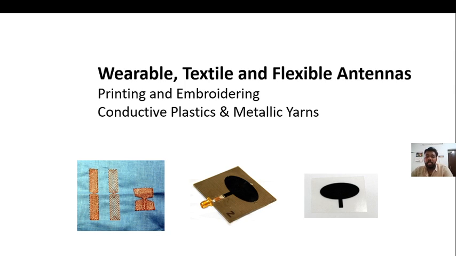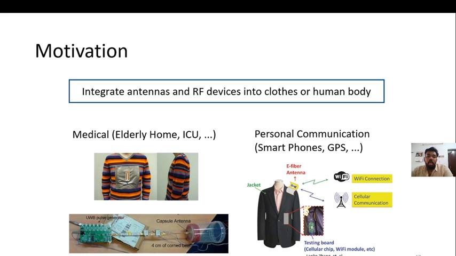So these are the antennas which are widely used in military applications and some personal components. These antennas are integrated into your clothes and human bodies. That is, the antennas are present in your waistcoat. So you need not carry a special device for your communication, right?